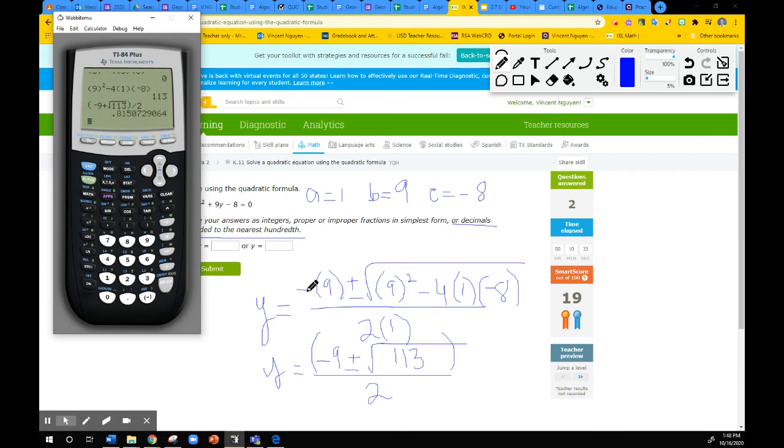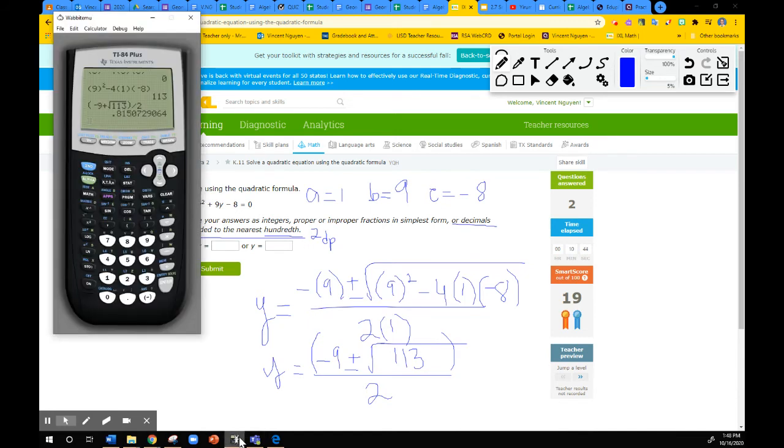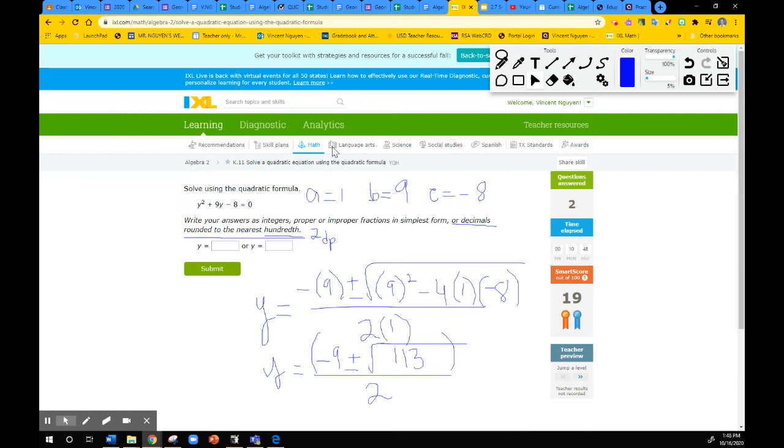So it's 8.15 to the nearest hundredth. Hundredths means 2 decimal places, 2 dp, okay? So it's going to be 0.82. So one of my solutions is 0.82.